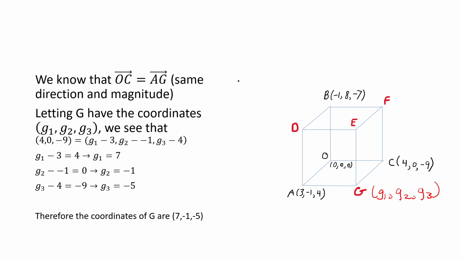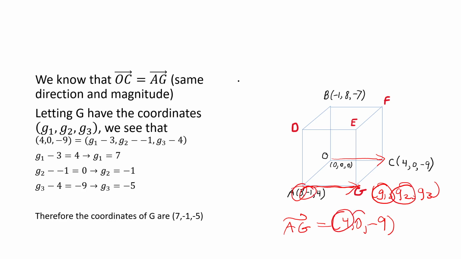And if we do that, we can see that this vector, which is 4, 0, 9, will have to equal this vector. So the vector from A to G will have to be 4, 0, 9. Sorry, 4, 0, negative 9, which means G1 minus 3 will have to equal 4. G2 minus negative 1 will have to equal 0, and G3 minus 4 will have to equal negative 9. And when we set that up, we get that G1 will have to equal 7, G2 will have to equal negative 1, and G3 will have to equal negative 5. So the coordinates of point G will be 7, negative 1, negative 5.